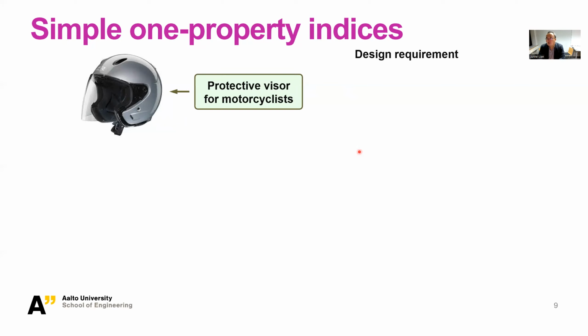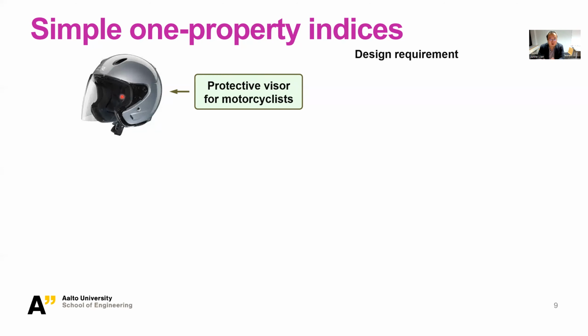Here, I'm going to give you some examples to show you how to do this. In the end, it's about ranking. But here I'm going to show you how firstly we derive the so-called material index, and then how we do the ranking. This is a very simple material index, because it's a one property. The product we're talking about here is the cover of the helmet.